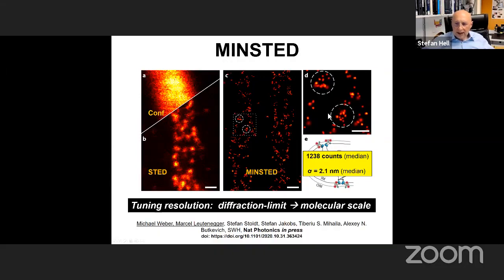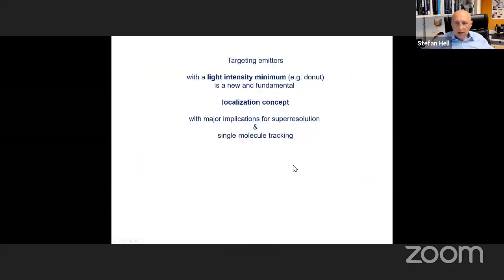Why? Because it's done with STED. This is really important. And so I think STED has definitely a great future. And this is something that you will certainly hear more about in the future. But in essence, since most of you know that I like concepts and I spend a lot of my time thinking about concepts, that's what I would like to convey at this point.